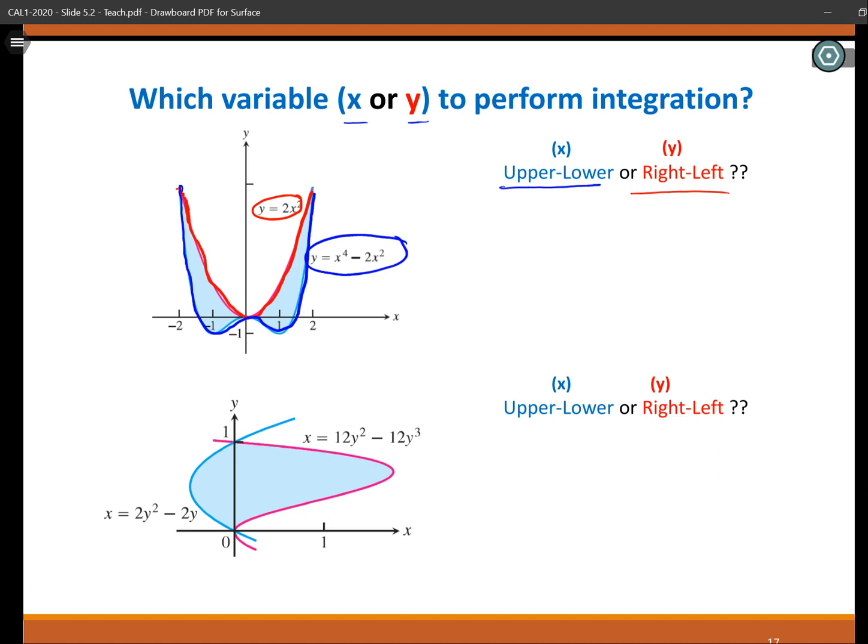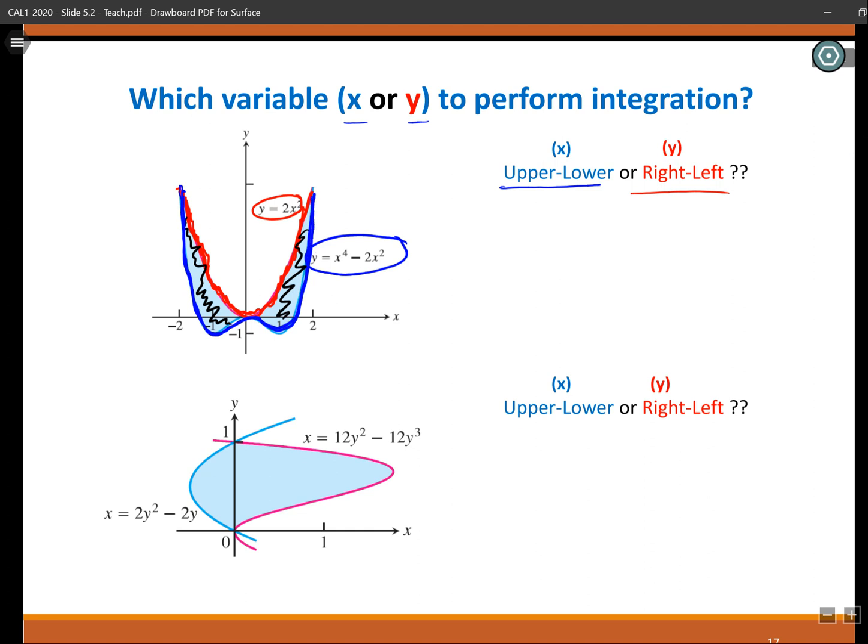I give you some time. All right, do you see upper and lower, or right and left? To me, it's quite obvious that I have one line at the upper part of this region. Look at this red line. It's obvious that all the way through from minus 2 to 2, this line is the upper part of this region. Right? And the blue line is obviously the base of this region.